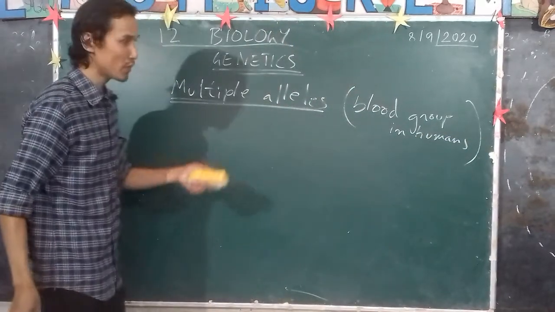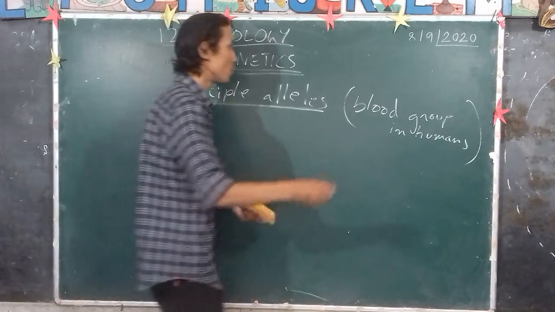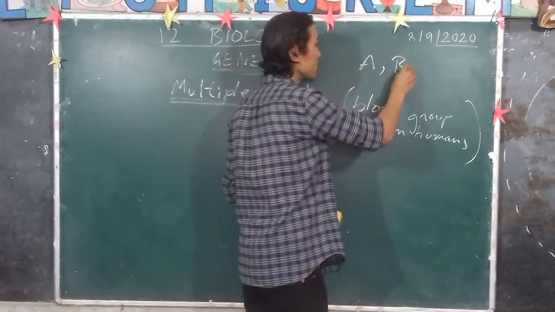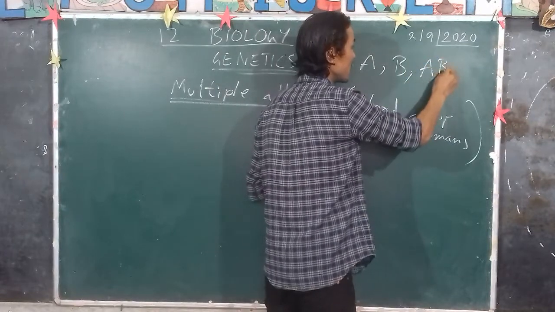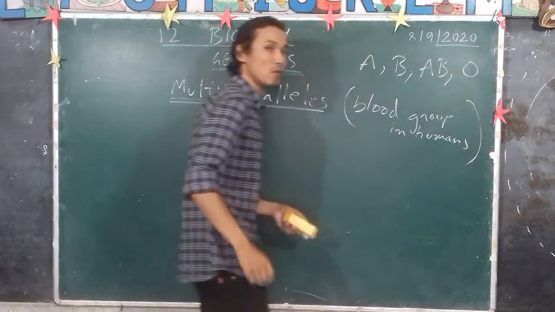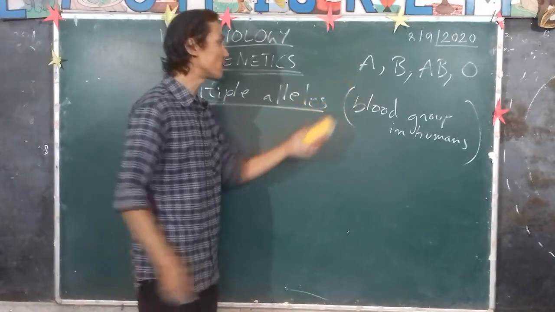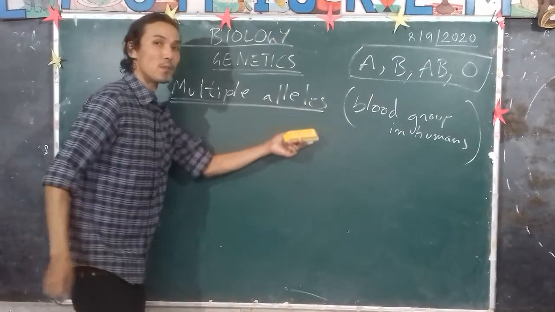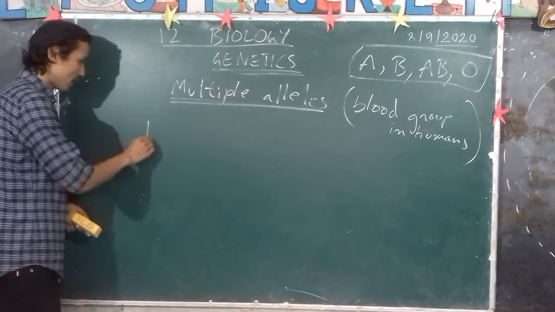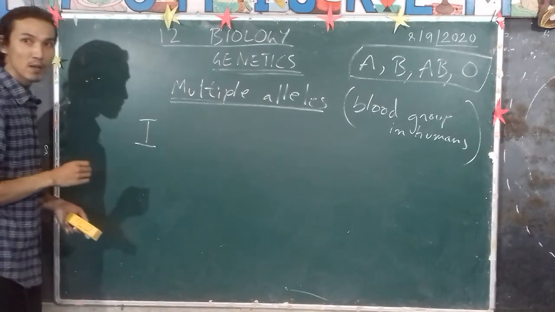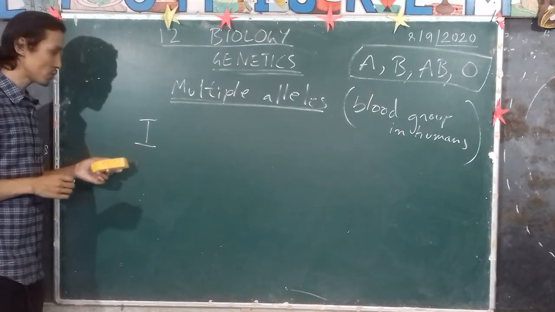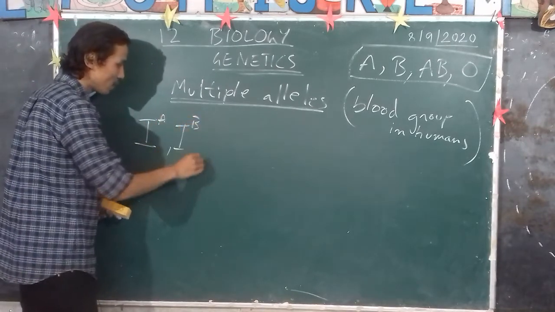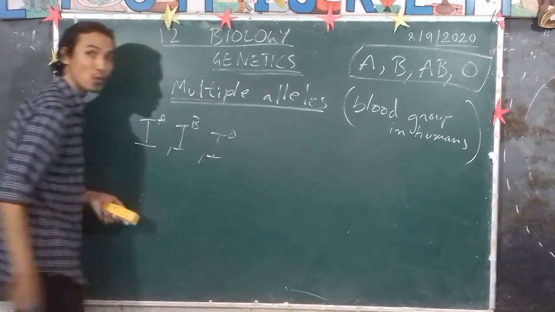Generally, when we talk about blood groups in humans, you already know that there is the A group, B group, AB group, and O group. Now we'll understand how these blood groups are controlled by a gene. Blood group is controlled by a gene I. This I has alternative forms. It can either be IA, IB, or IO.